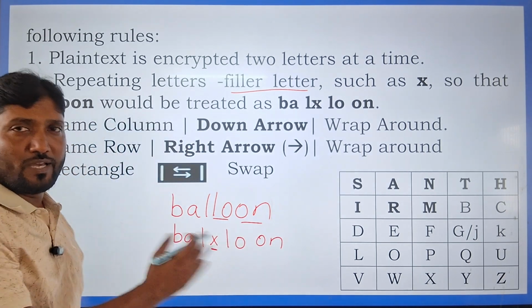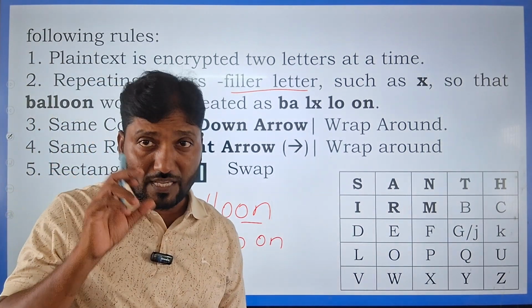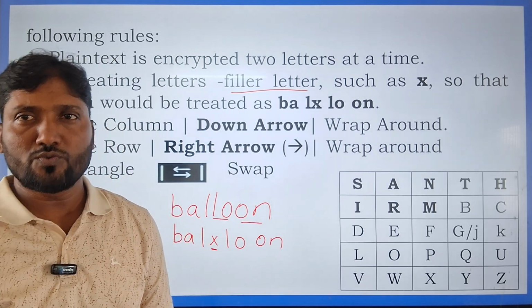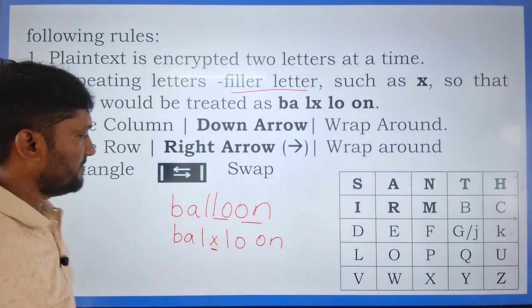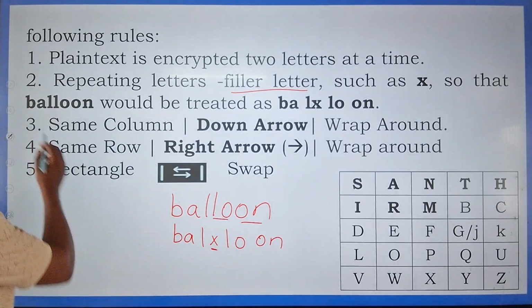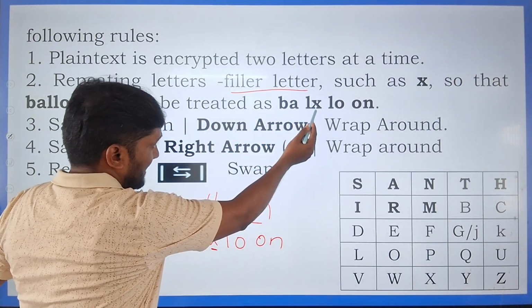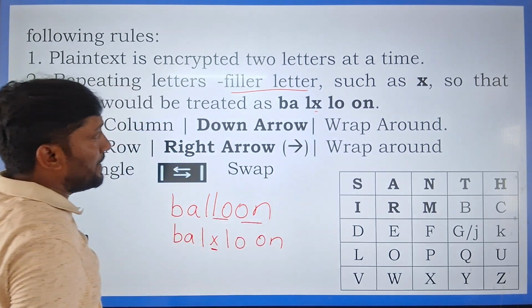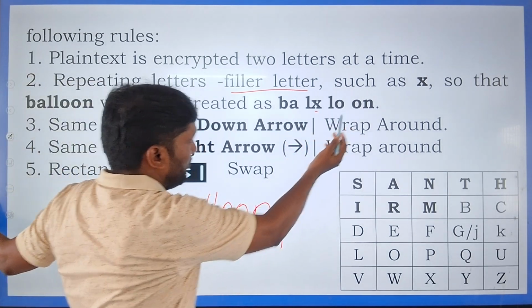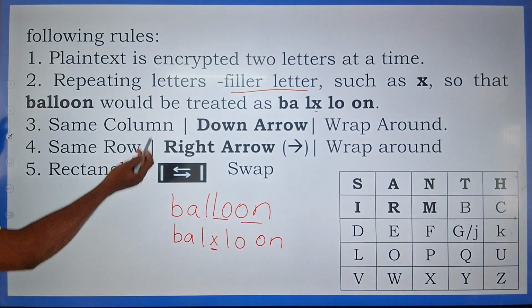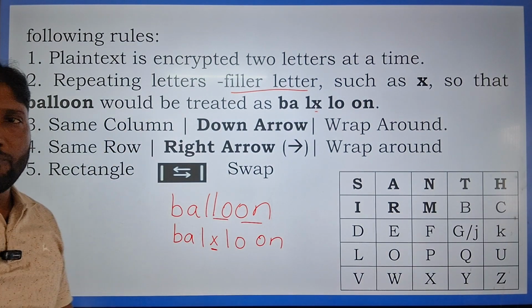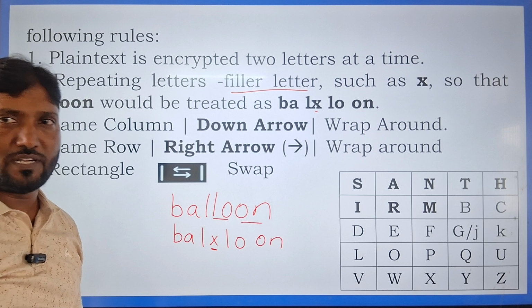Like this, we are going to separate any repeating letters in the plain text to generate the ciphertext. This is called the second rule. Balloon would be treated as BA, LX, where X is the dummy letter, and after that LO, ON. Like this, we are going to separate the plain text letters to generate the ciphertext.